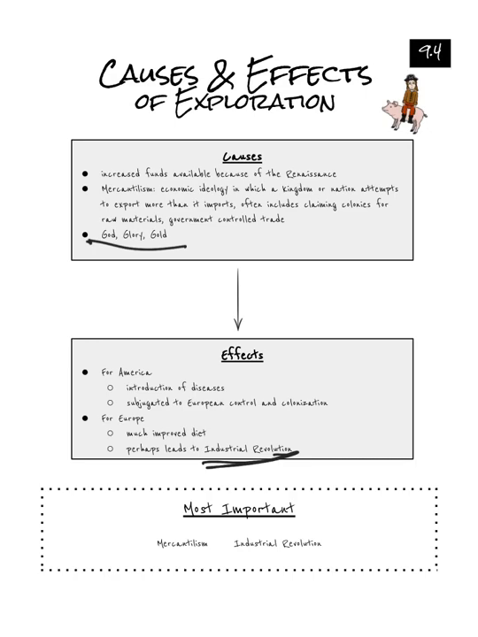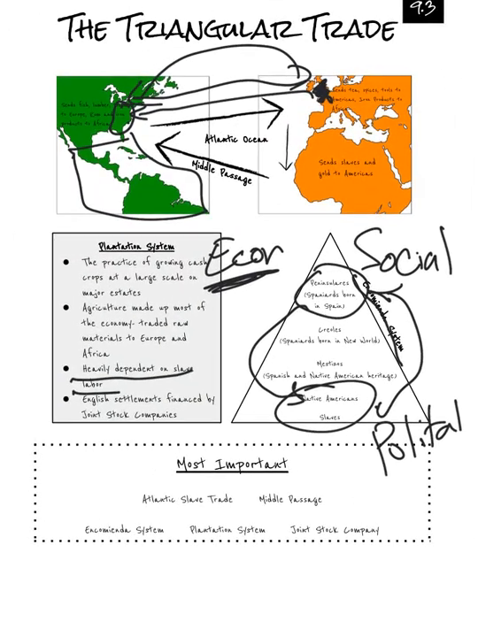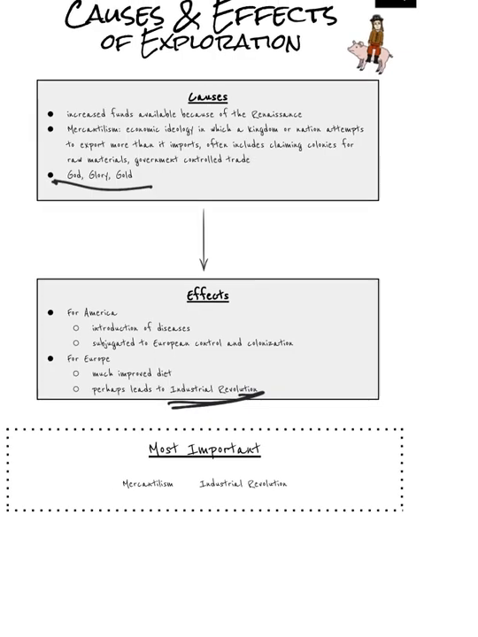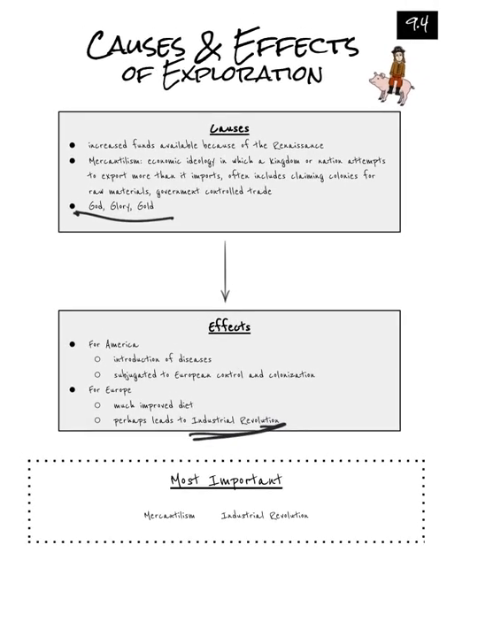And so for our most important, we can see we've got the Atlantic slave trade, the Middle Passage, the encomienda system, plantation system, don't get them confused, joint stock company, mercantilism, hugely important, and then lastly, the Industrial Revolution.